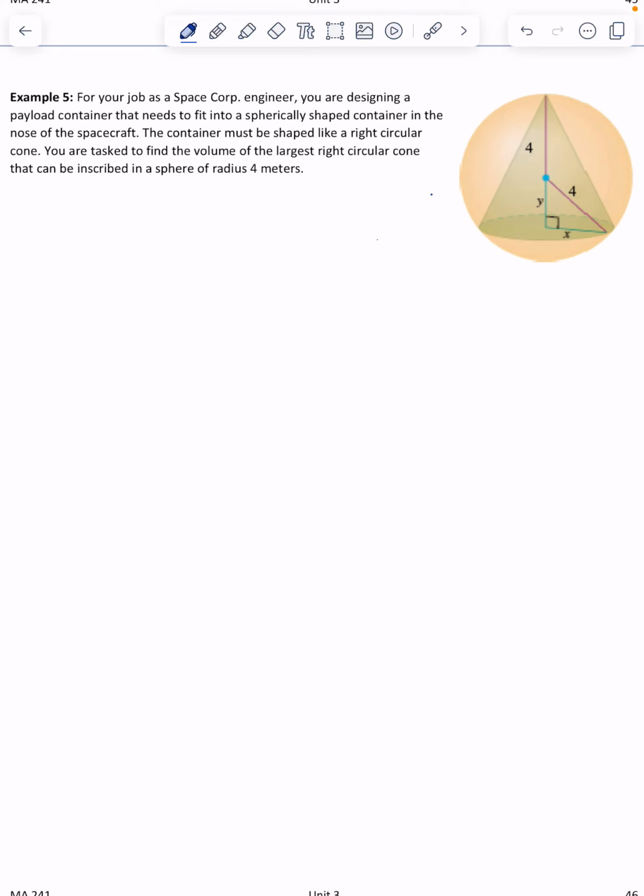Hello there, as promised, I'm back with example 5. I wanted to show you how we go about doing this problem. It's a little bit more complex than some of the others.